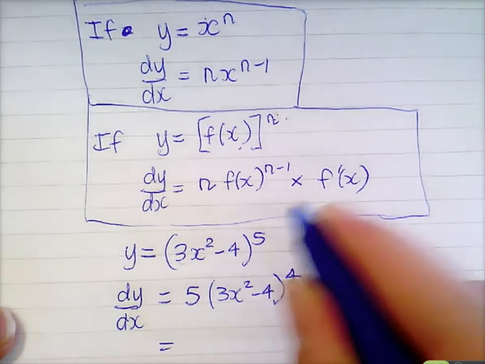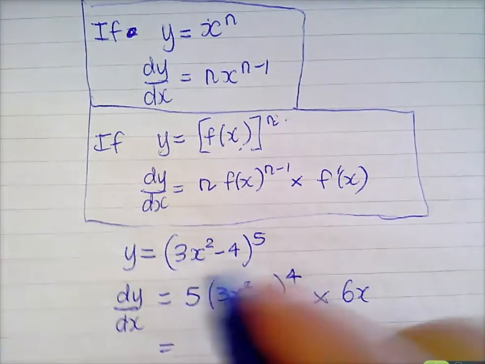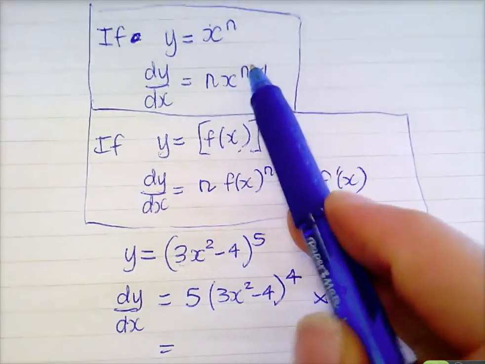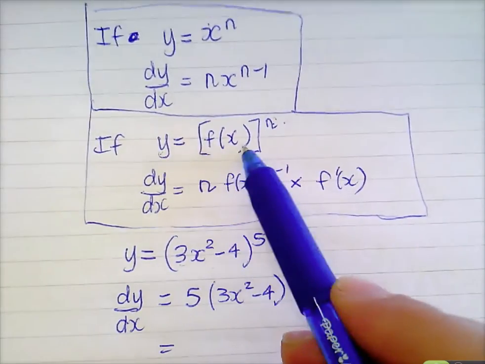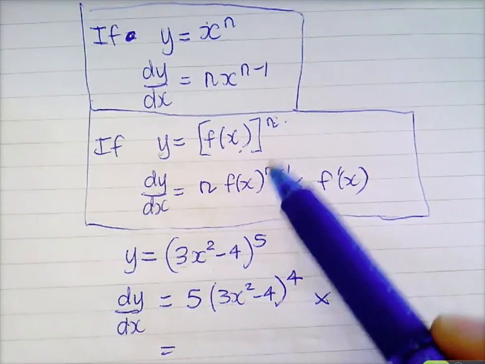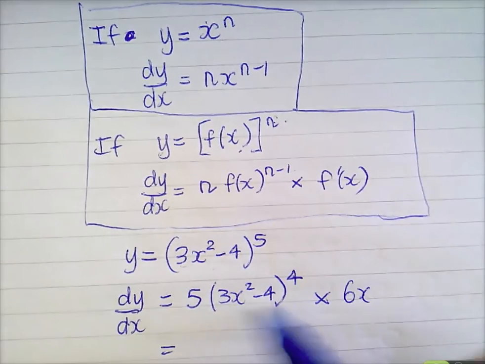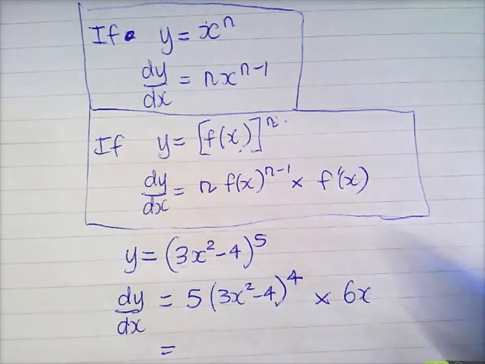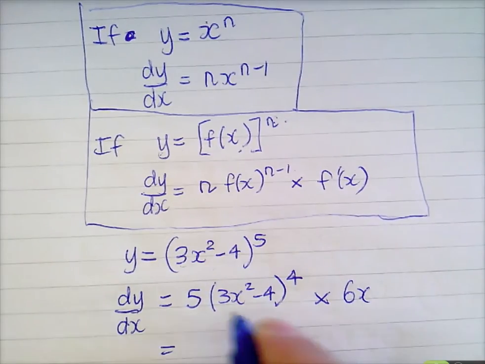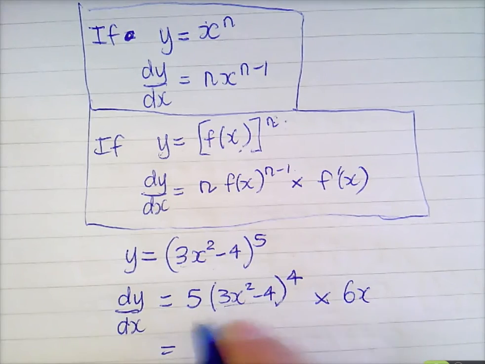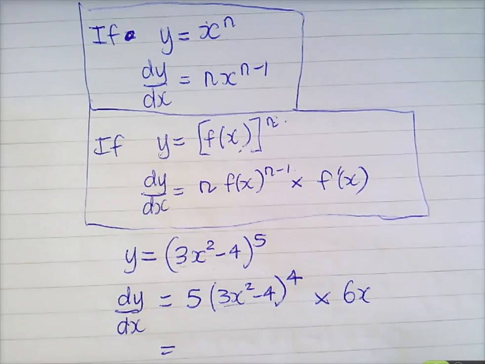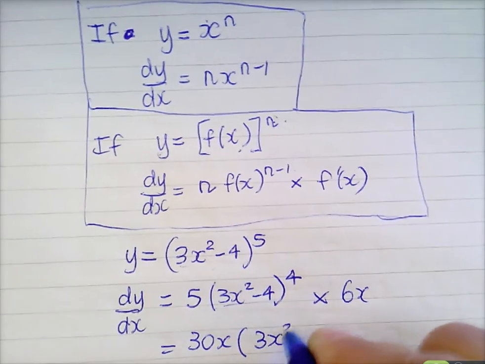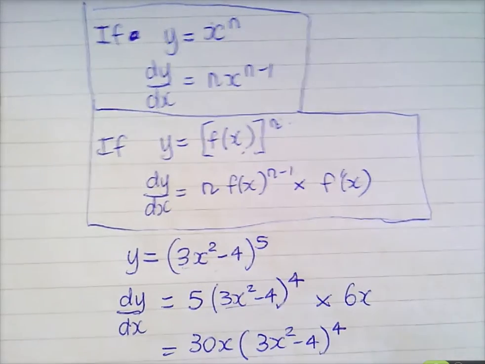So girls, it's something to the power of 5. So you bring the 5 to the front, write this out, drop the power to 4, which is what you're used to doing. So bring the n to the front, write it out, drop it down by a power of 1. But because you don't just have an x here, you've got a function, you differentiate what's inside, times the derivative of what's inside. Why would you just leave that like that? You've got to differentiate that as well because you're trying to differentiate the whole thing. So we've got 30x(3x² − 4)^4.